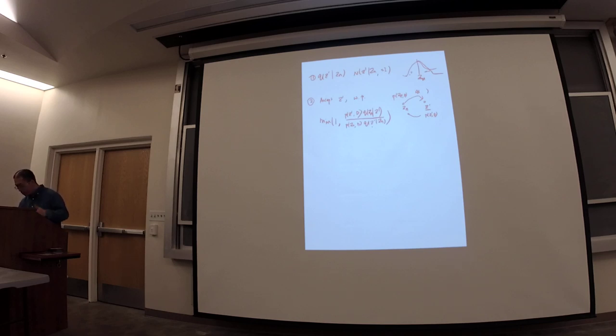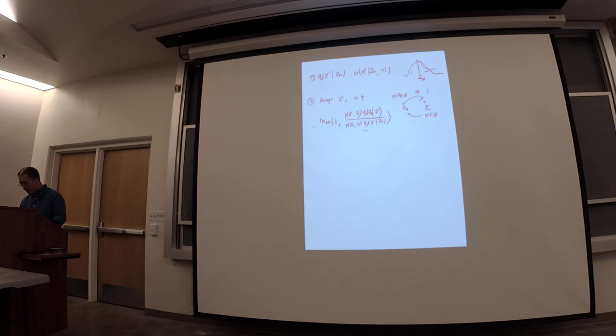Obviously, if this fraction of the probability of jump back is bigger than 1, it will be 1, right? So you will definitely accept this as a sample, right? But if it's less than 1, then you take the minimum.